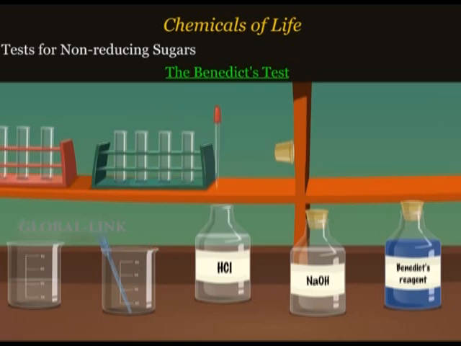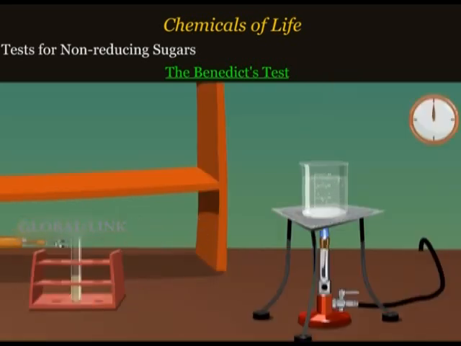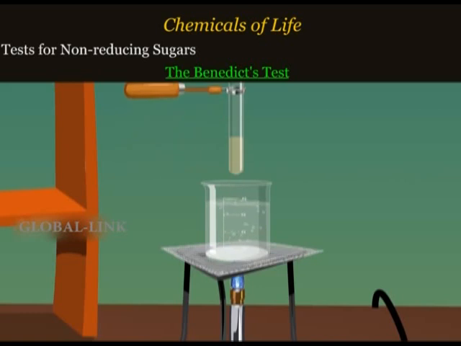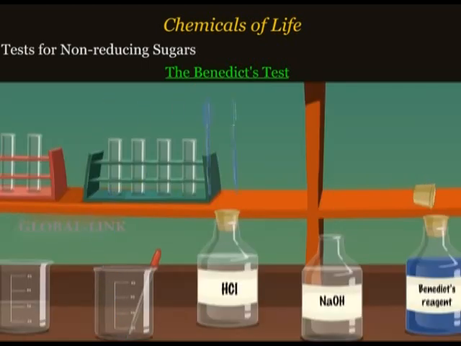So, we take a small amount of hydrochloric acid and add a few drops to the test tube containing sucrose. Boil the mixture in a water bath for 2 minutes. This will hydrolyze sucrose into glucose and fructose. Now we add a few drops of sodium hydroxide into the test tube to neutralize any excess acid.